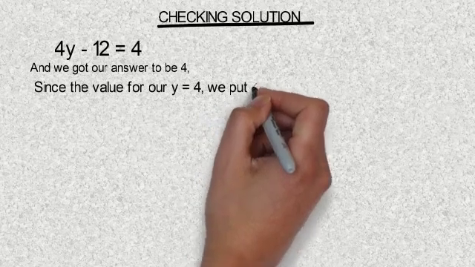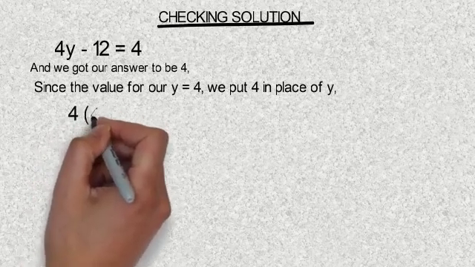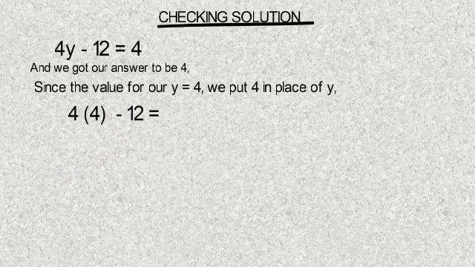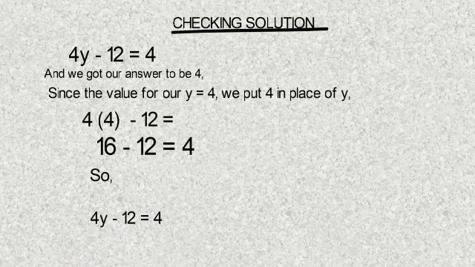So what do we do? Since we have our value y equals 4, we put 4 in place of y. That means we are substituting 4 for y. So I have 4 times y here. We now change to 4 times 4 minus 12. And as I told you in one of our videos, if you remember, BODMAS says you solve multiplication first before subtraction. So you are doing the multiplication first. So 4 multiplied by 4 will give me what? 16. So I have 16 minus 12 equals what? 4. So can you see that my 4y minus 12 is giving me 4. So that makes our answer very, very correct. And I have a right answer, y equals 4.